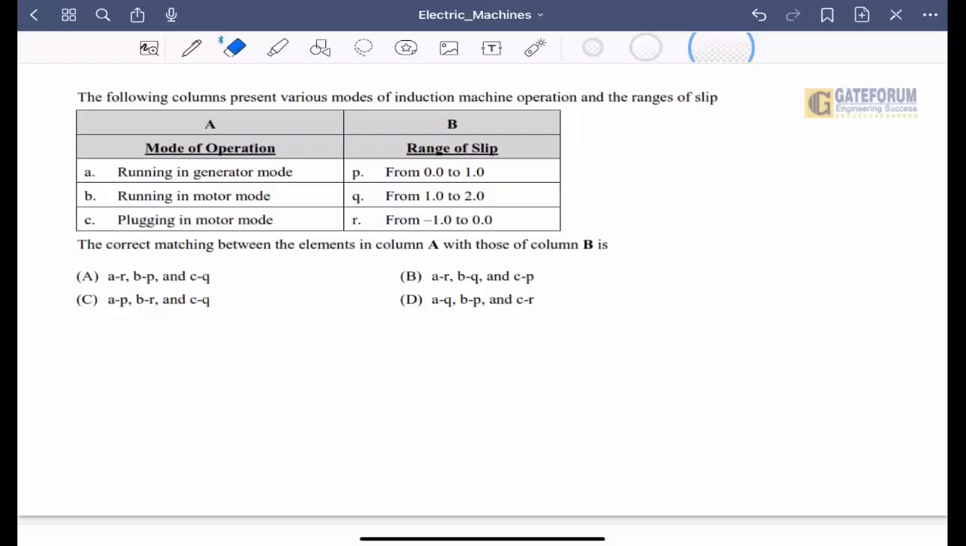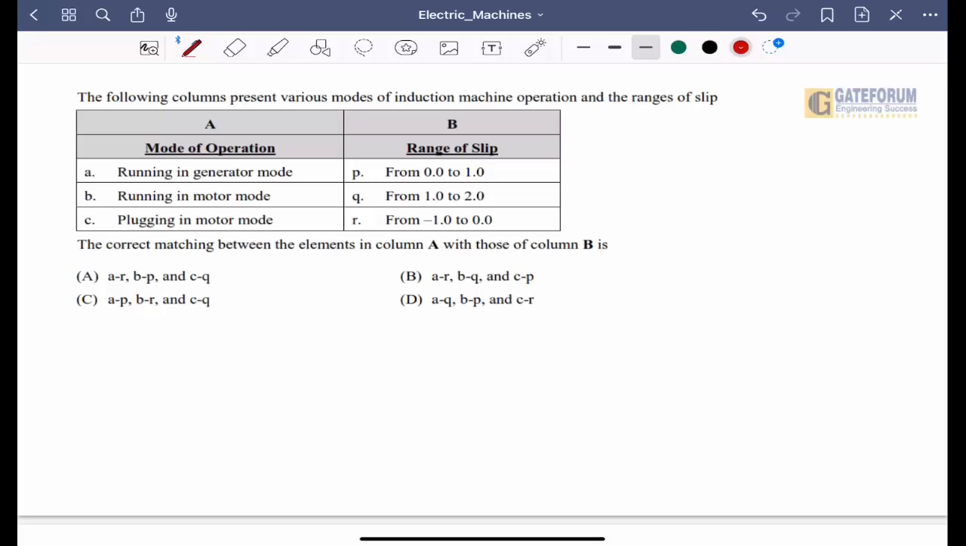Hi everyone. In this video session, we will have a discussion on electrical machine problems which were asked in GATE 2023. This is the first question which we will discuss in detail. Subsequently, we will cover all electrical machine problems which came in the GATE 2023 paper.